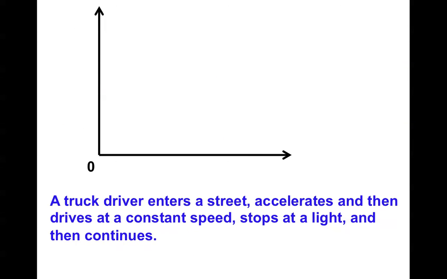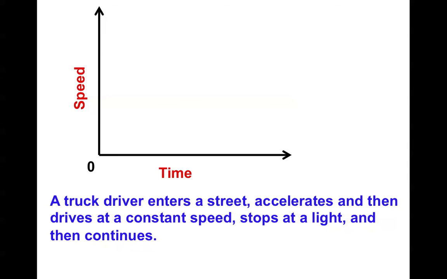Truck driver enters the street, accelerates, and then drives at a constant speed. Stops at a light and then continues. What would the graph look like? Notice we have time and speed. Why don't you see if you can draw what you think the graph looks like?